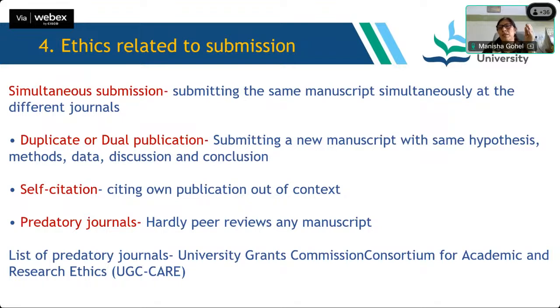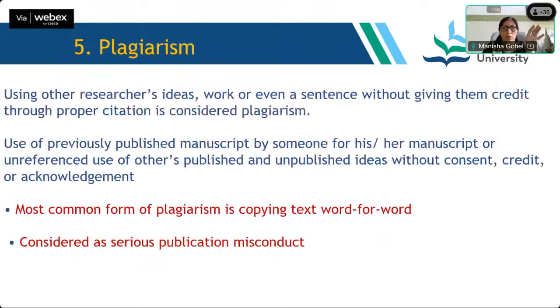If you are sending your research article to many journals at once, that is not acceptable, that is unethical. Creating two manuscripts from the same research is a duplicate submission or publication, and that is not acceptable. Self-citation, even without context, means citing your own work in your article again and again. And predatory journals, all of you are aware.